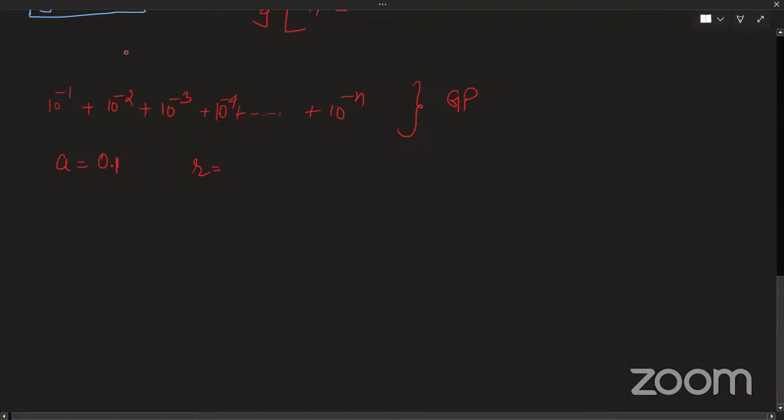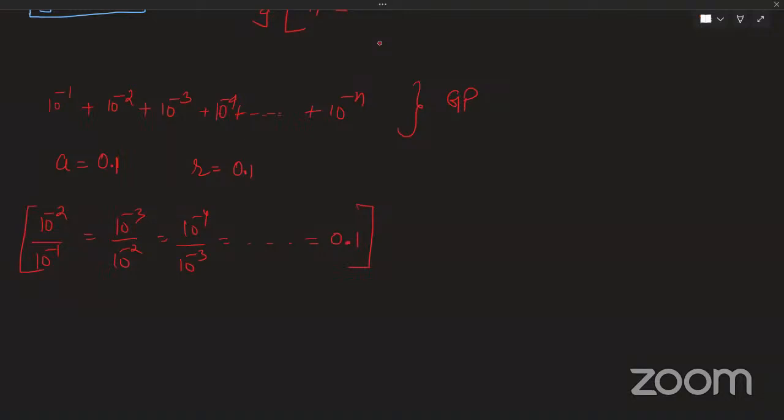0.1, sir. Correct. You can take 10 raised to minus 2 by 10 raised to minus 1, 10 raised to minus 3 by 10 raised to minus 2, 10 raised to minus 4 by 10 raised to minus 3. All this is equal to 0.1 or 10 raised to minus 1. So your common ratio is 0.1. Yes, sir. Fine. So this is your common ratio.